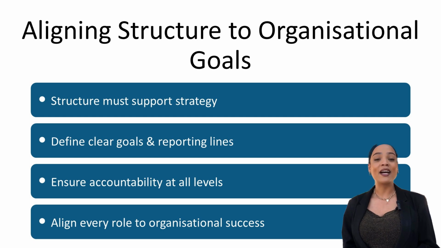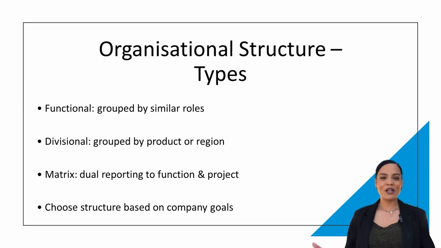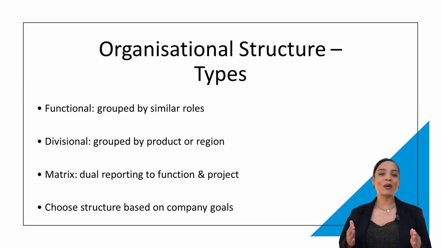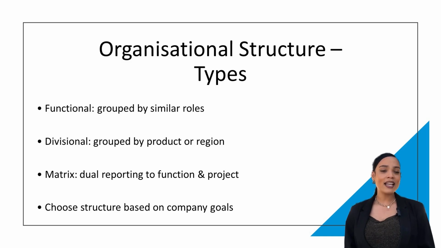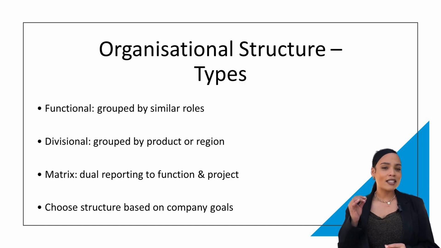Now that we understand alignment, let's explore the different types of structures we find in organizations. Functional structure groups employees by similar roles, for example, production, quality, HR, finance. Encourages specialization and efficiency. Common in stable environments with repetitive tasks. Here is an example. A food factory with separate production, packaging, and logistics departments.